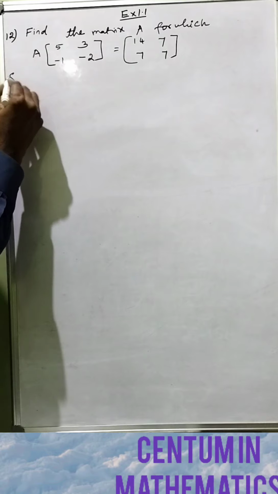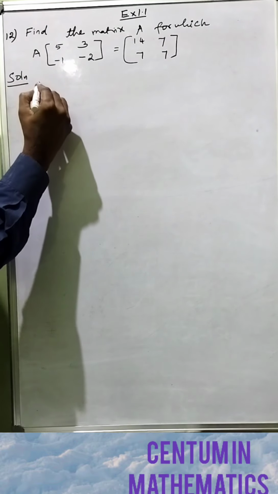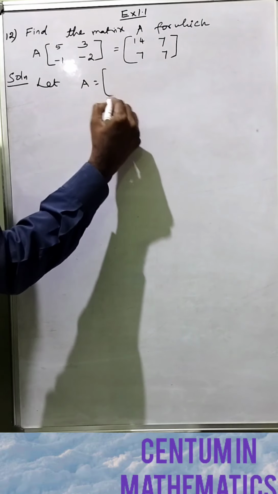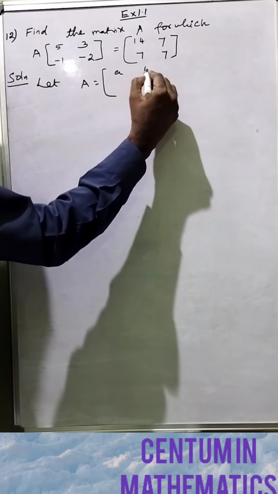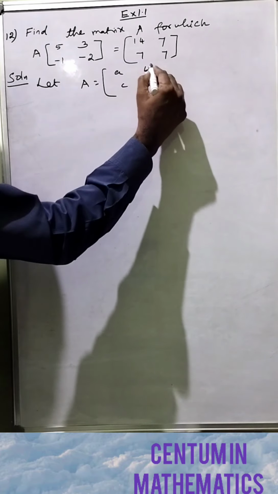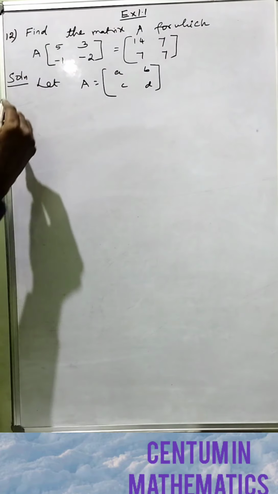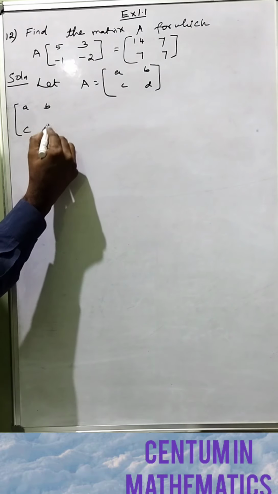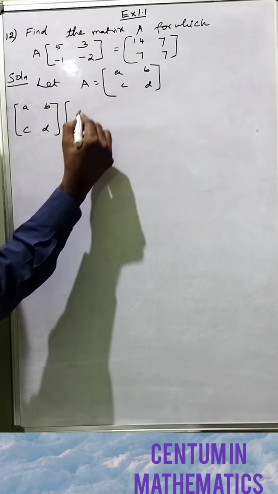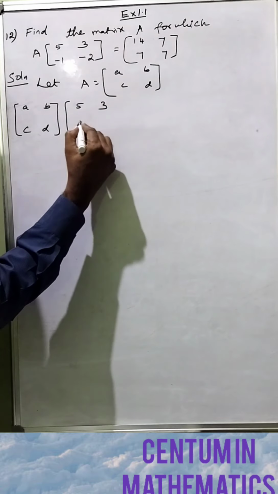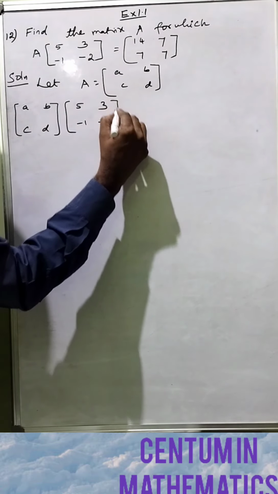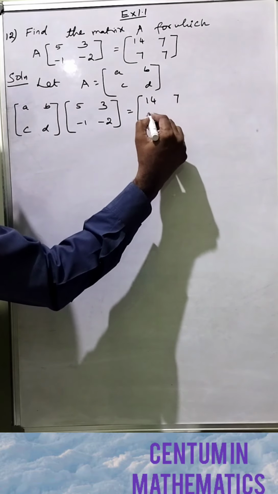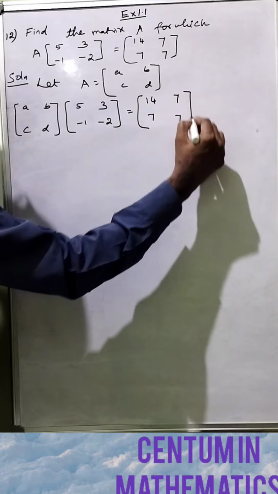Okay, so solution. First you take, let A equal to what are given, 2 plus 2 matrix. So give the name A, B, C, D. Matrix A. So just apply it. A, B, C, D. Here given matrix 5, 3, minus 1, minus 2 equal to 14, 7, 7, 7.